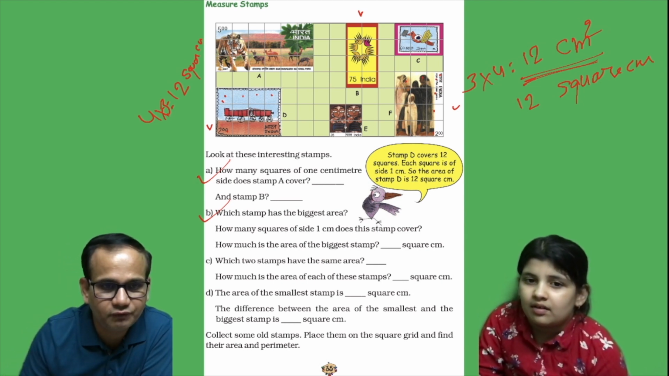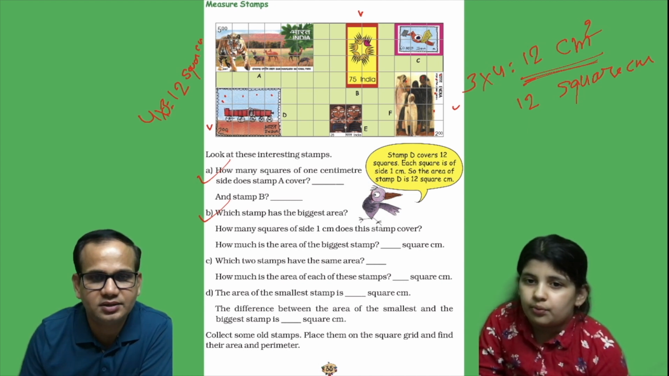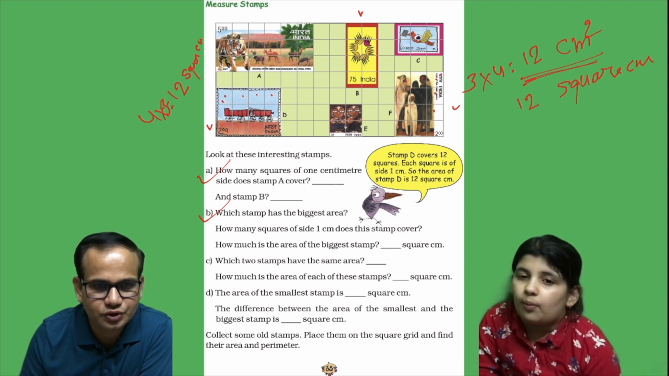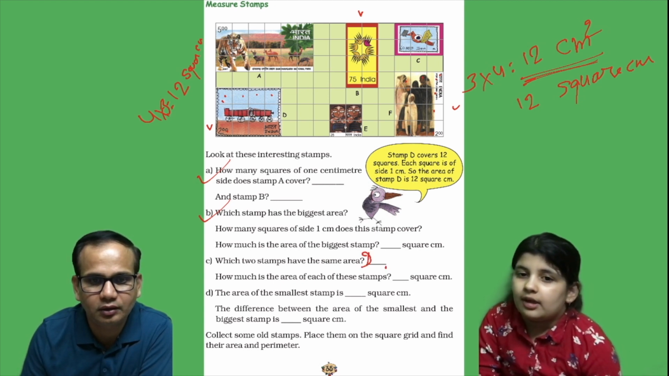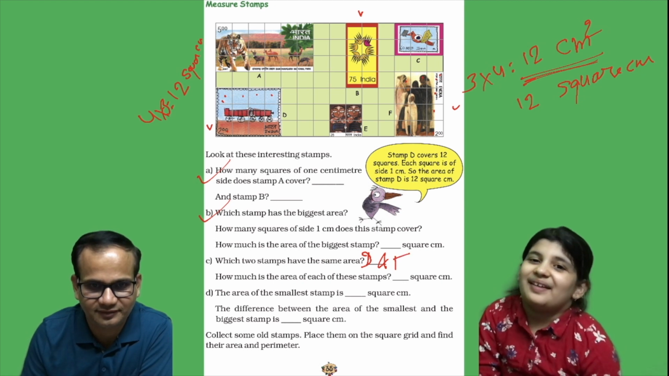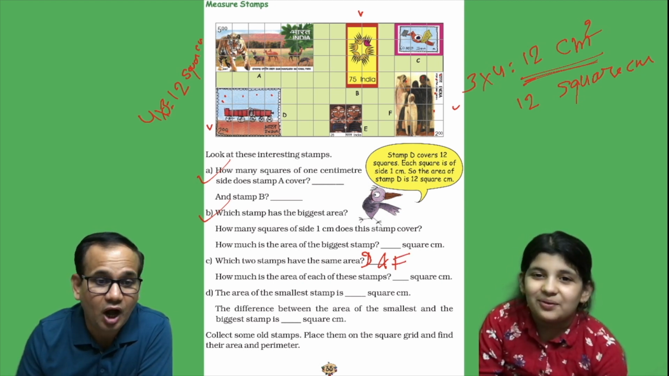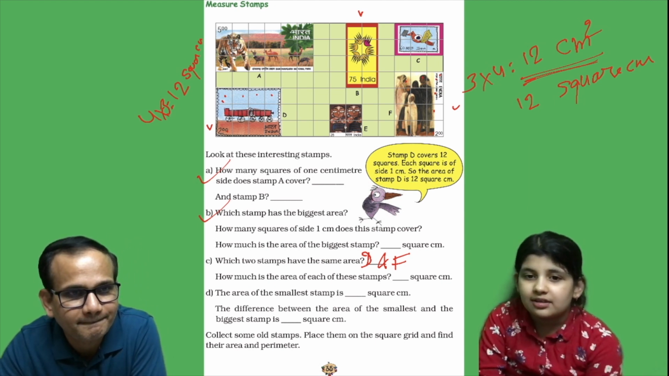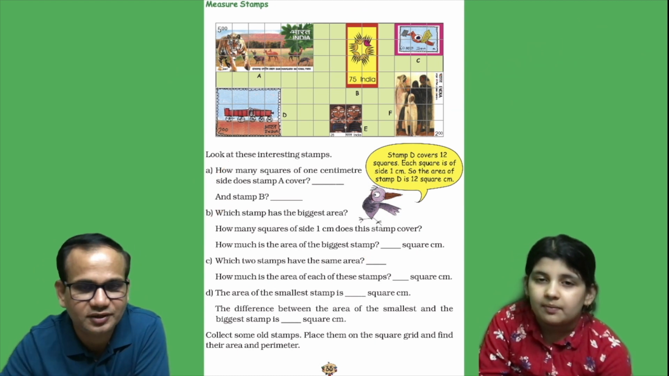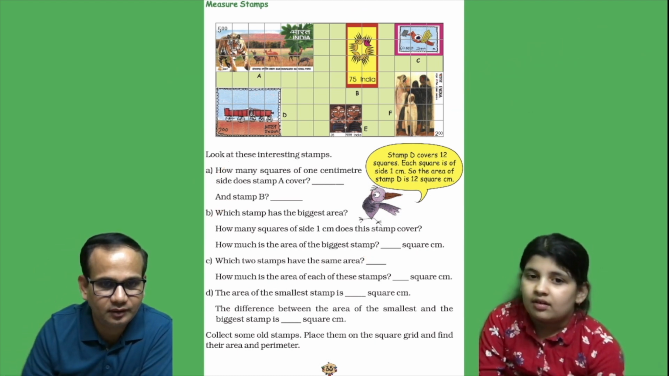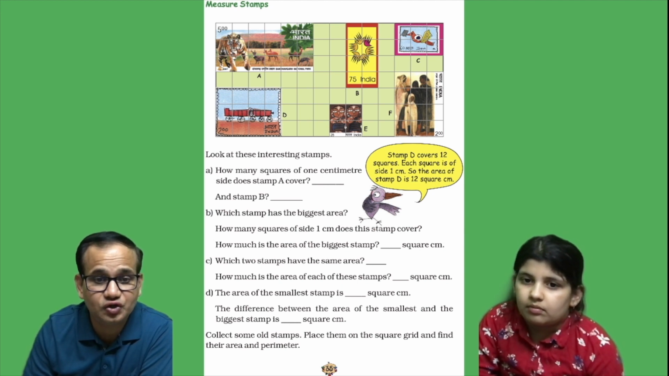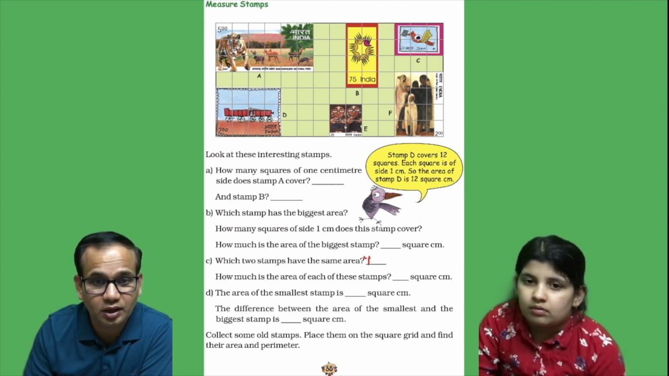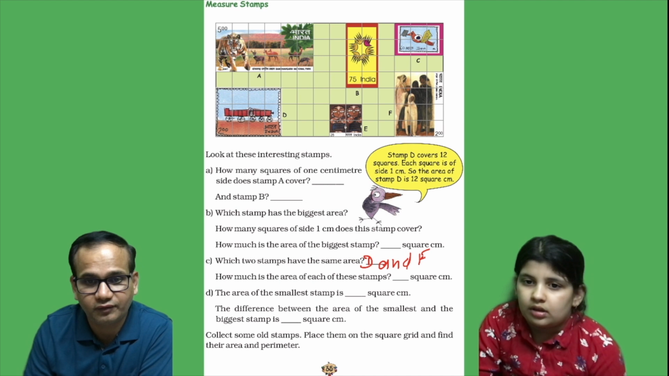So you are right, Avisha. Which two stamps have the same area? Any other stamp has same area? No. So which two stamps? D and F. How much is the area of each of these stamps? Tell me, Avisha. First question was which two stamps have the same area? You said D and F, right?